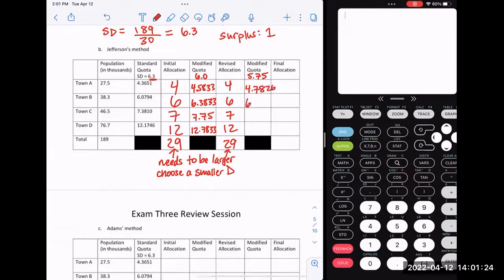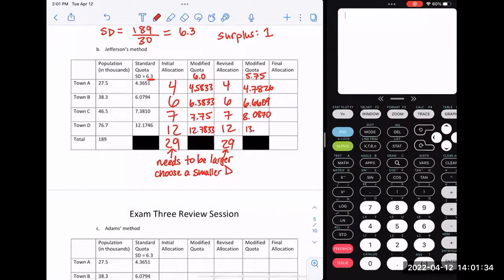4.7826, 6.6609, 8.0870, 13.3391. I'll be glad to pause there if anyone needs help or reminder what we're doing for each population, dividing it by that 5.75.